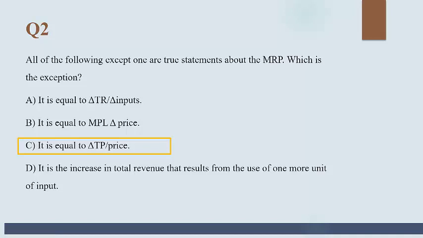That's our formula. We can also figure that out by multiplying the marginal product of labor, which is how much each additional unit of labor gives you in terms of product, and then to get the value of that, we just multiply it by the price. And so C is our correct answer. And then D says it's the increase in total revenue that results from the use of one more unit of input. Well, again, of course, that's true. That's basically describing what the formula is.